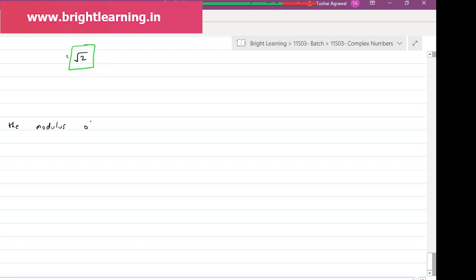Find the modulus of (1 plus i) upon (1 minus i) minus (1 minus i) upon (1 plus i). This is your NCERT question.